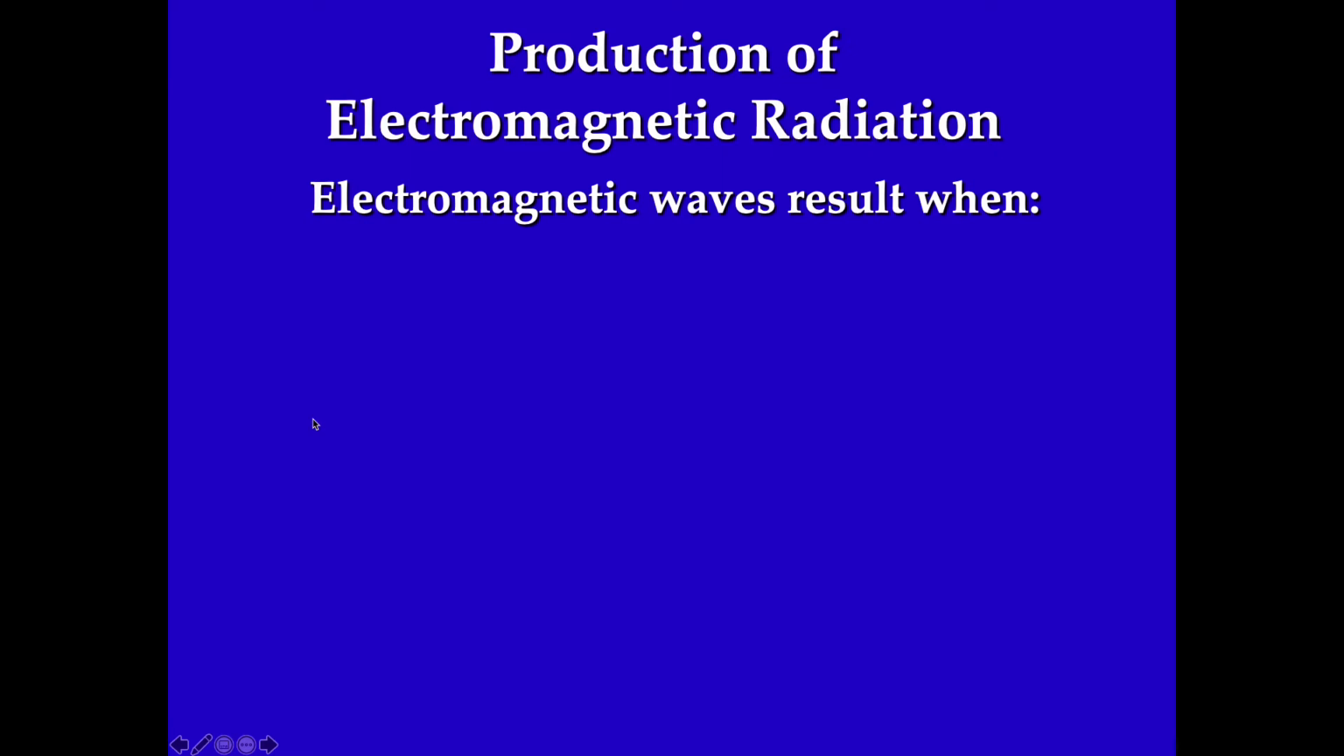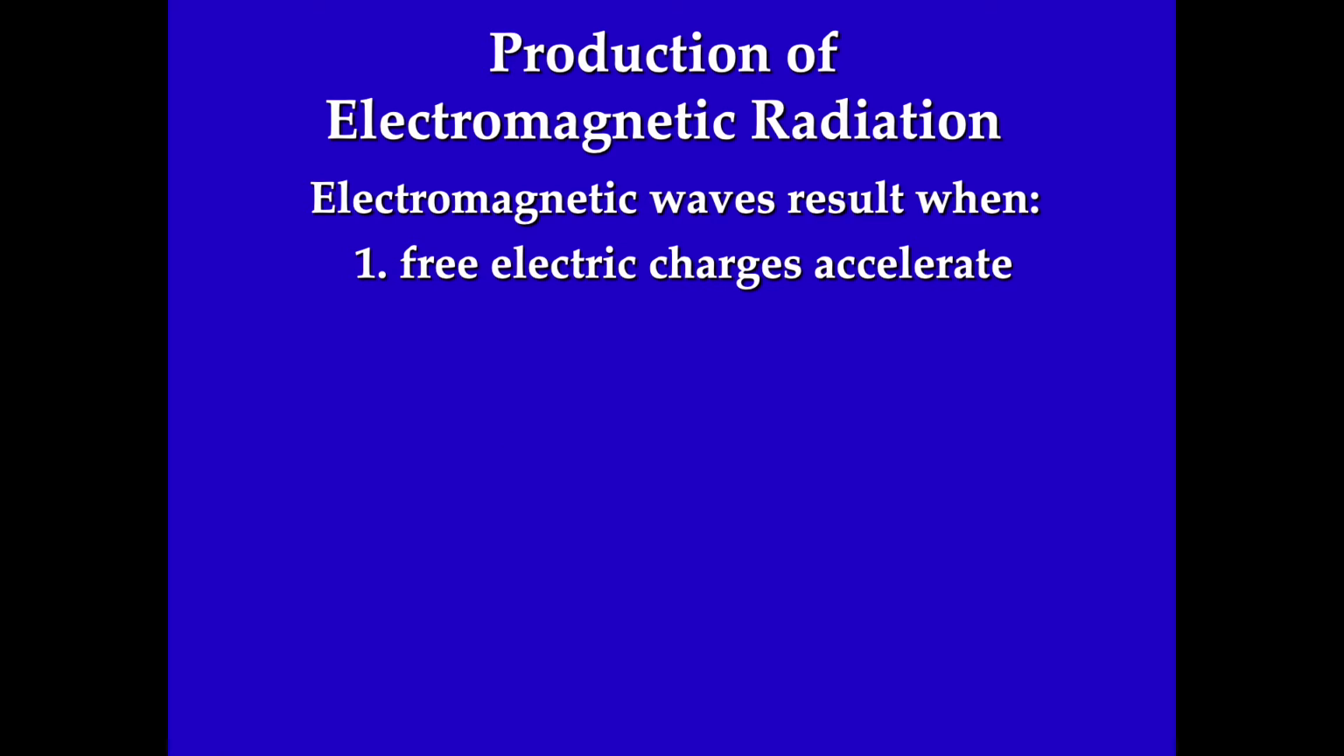So, how are electromagnetic waves produced? I think I talked about this already, but electromagnetic waves are really produced in 2 ways. Free charges accelerate. Accelerating electrons or accelerating protons will produce electromagnetic waves. They're basically vibrating charge. Okay, vibrating charge will produce electromagnetic waves.